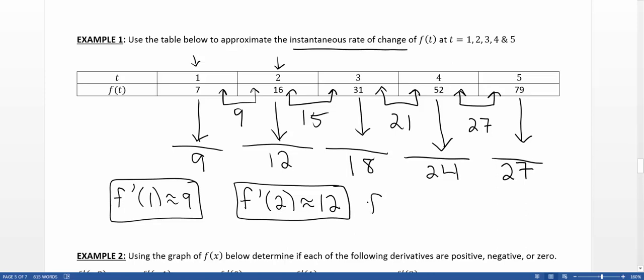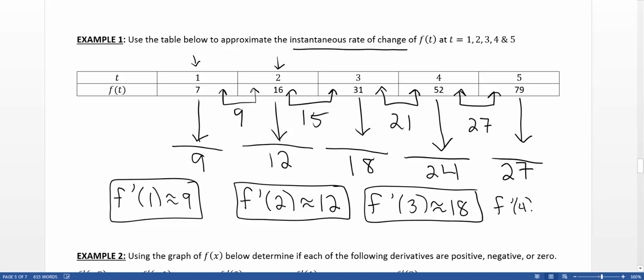I could write F prime of 3 is approximately 18. I could write F prime of 4 is approximately 24. And finally, F prime of 5 is approximately 27.